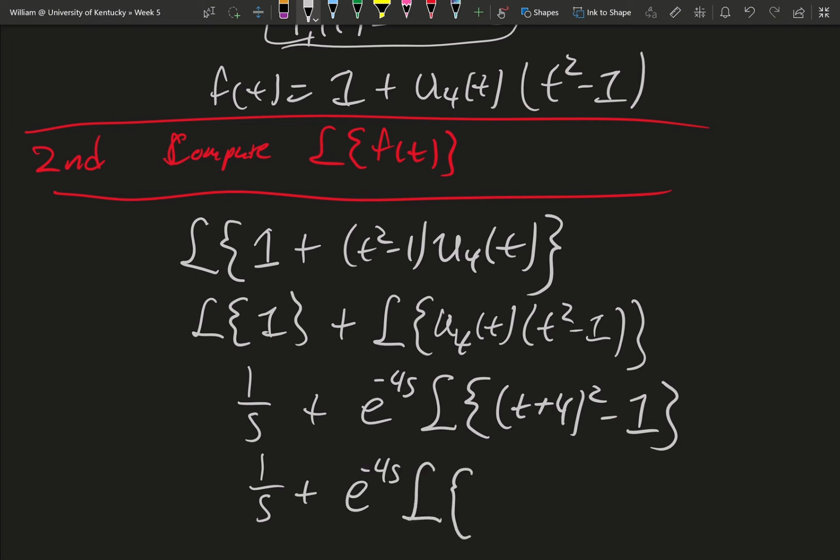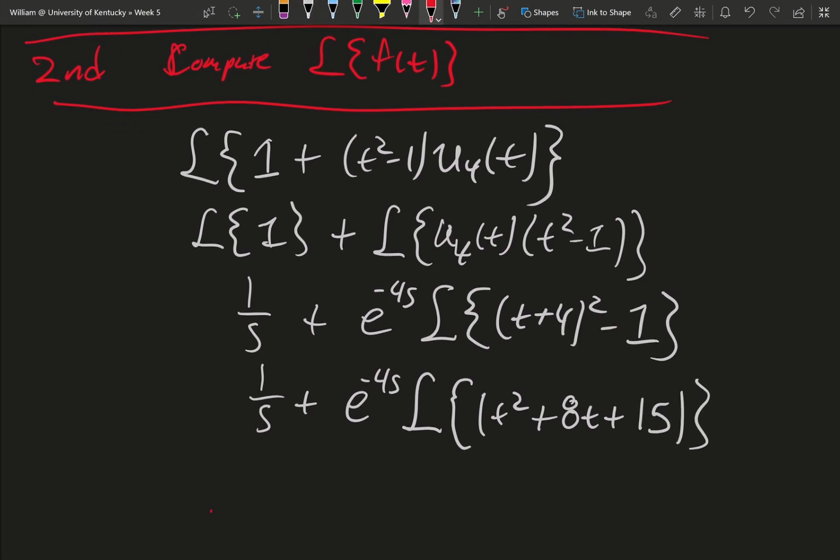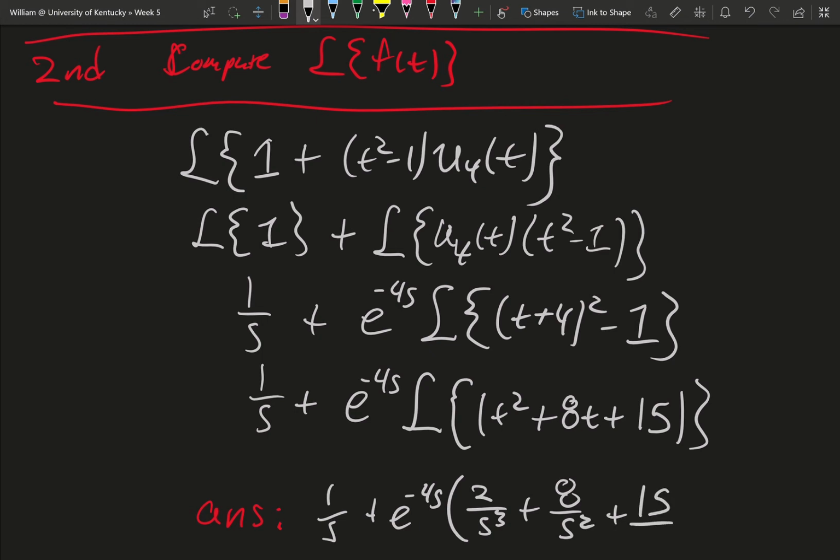We need to now expand this. t squared plus 8t plus 16 minus 1, which is 15. And now we can get our answer: 1 over s plus e to the negative 4s times 2 over s cubed plus 8 over s squared plus 15 over s.